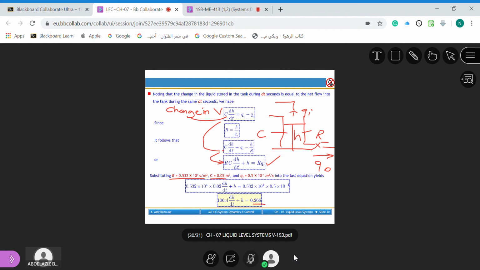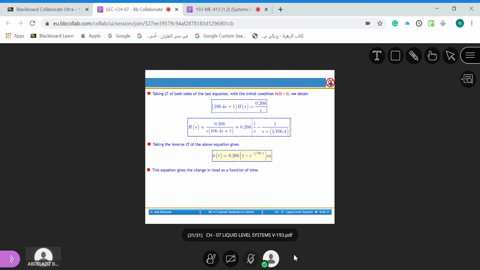Now, if you take the Laplace transform of this and then you solve it, you will find that this will be S H of S plus H of S equal to this. This is when we take the Laplace transform of both sides. H of S will be this one. If you take the inverse Laplace transform, you will get a function of this form: 0.266 times (1 minus exponential minus t), which will go like this.